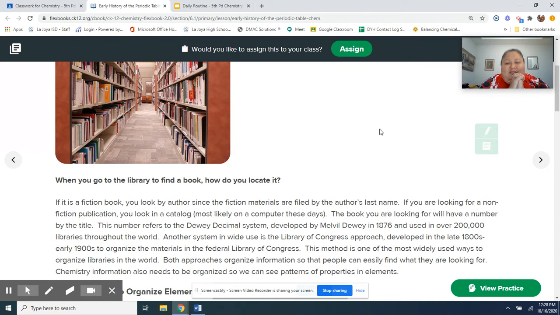libraries throughout the world. Another system in wide use is the Library of Congress approach, developed in the late 1800s, early 1900s to organize the materials in the Federal Library of Congress. This method is one of the most widely used ways to organize libraries in the world. Both approaches organize information so that people can easily find what they are looking for. Chemistry information also needs to be organized so we can see patterns of properties in elements.